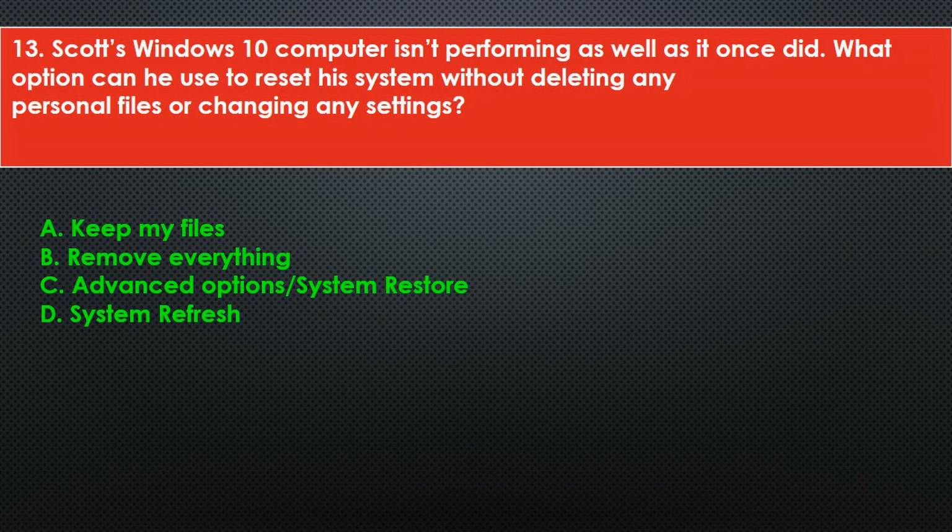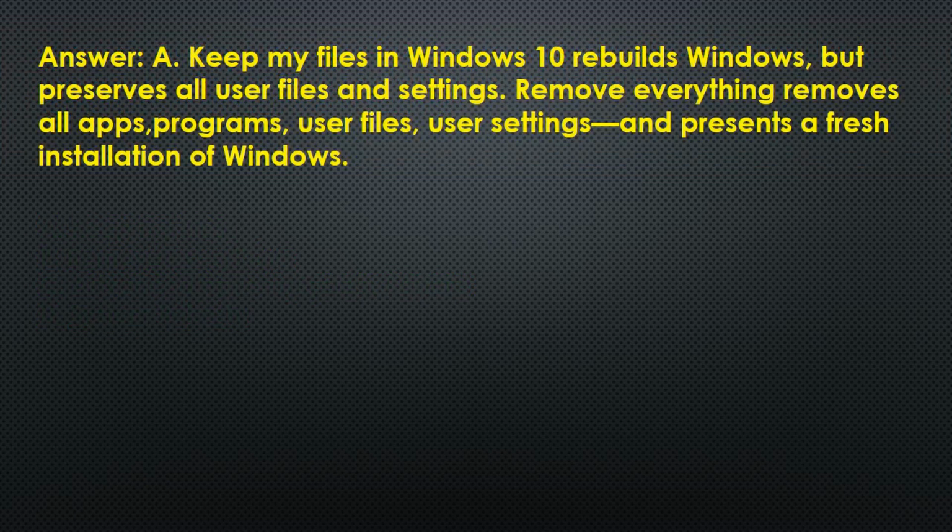13. Scott's Windows 10 computer isn't performing as well as it once did. What option can he use to reset his system without deleting any personal files or changing any settings? A. Keep my files. B. Remove everything. C. Advanced Options / System Restore. D. System Refresh. Answer: A. Keep my files in Windows 10 rebuilds Windows, but preserves all user files and settings. Remove everything removes all apps, programs, user files, and user settings, and presents a fresh installation of Windows.